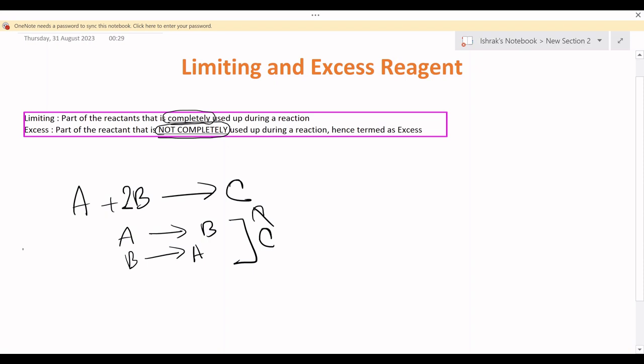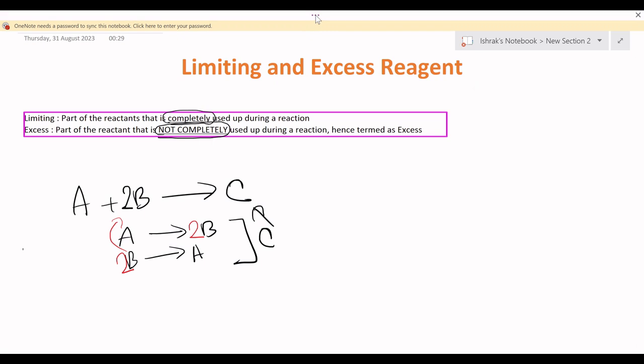Now, let's change things a bit. Let's say we have two B here. Now, what does this mean? When we have one A, we will need two of B. Or when we have two of B, we would need half of that. So half of 2B is going to be A, and that's going to make C.